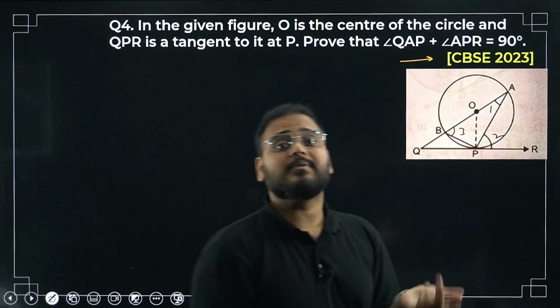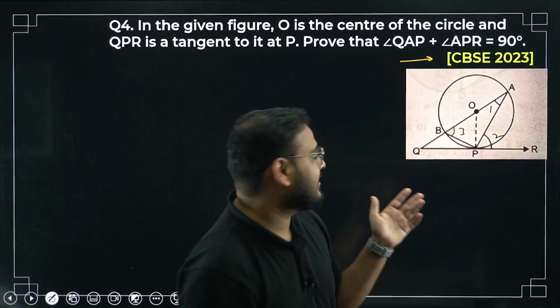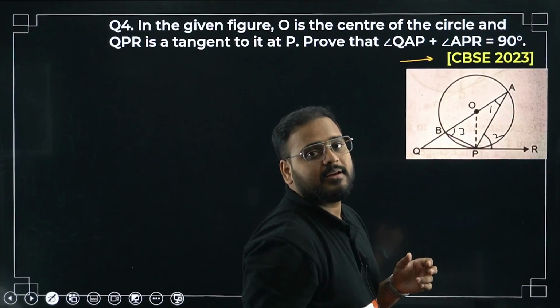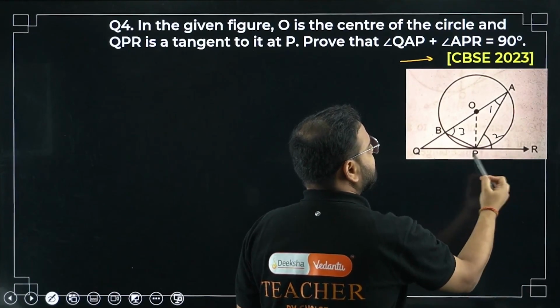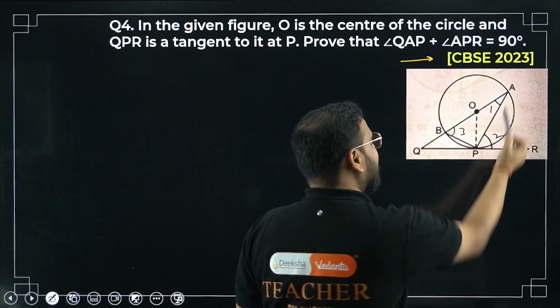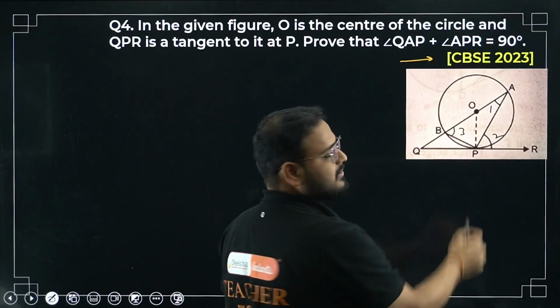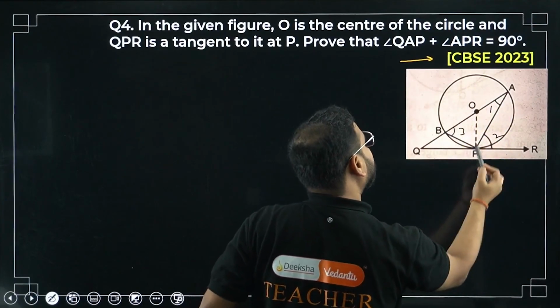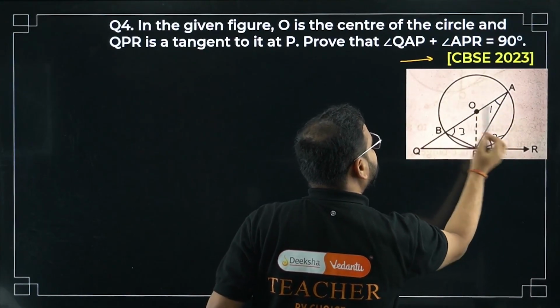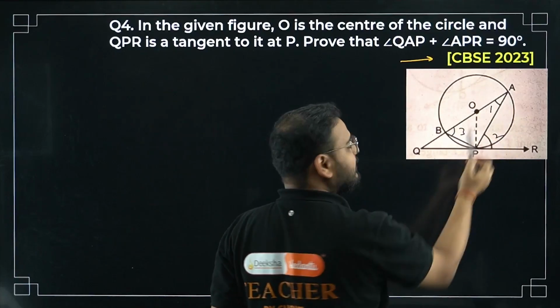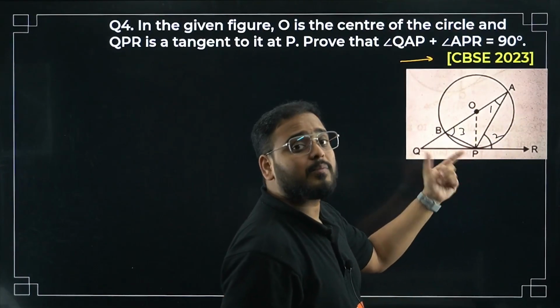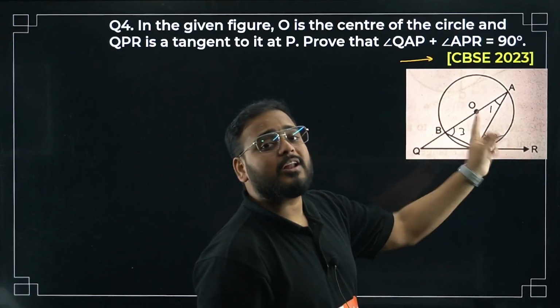Angles in the alternate segment, right? The angle made by this chord AP and the tangent, in this segment, is angle 2. And in the alternate segment, this other segment, what is the angle made by the chord? Angle 3. So angle 2 and angle 3 are equal. What property is there? Angle made by the chord in alternate segments.